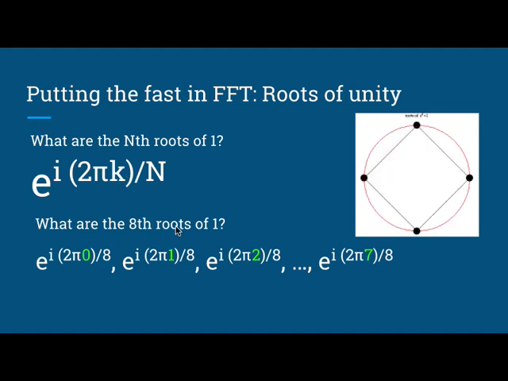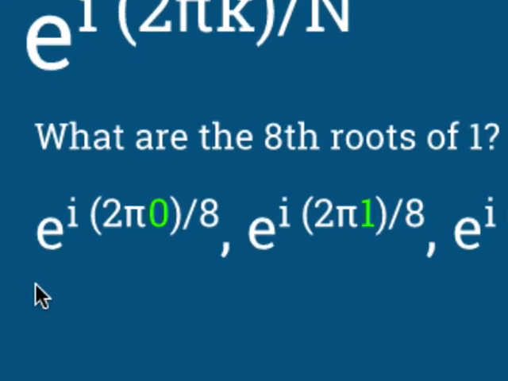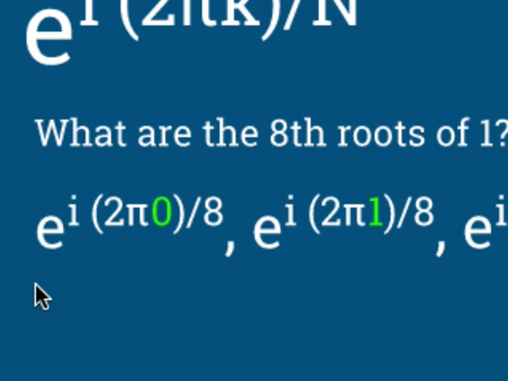So how do I answer this? Let's take a look at this number in particular. What is this equal to? This is just e to the power i times 0, which is e to the power 0. So this is 1, correct? Anything to the power 0 is 1.